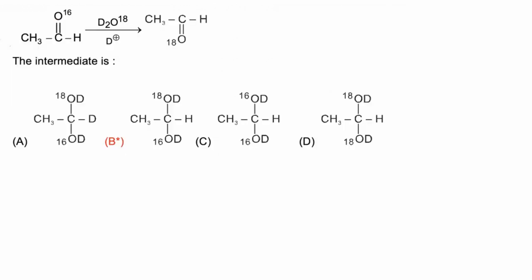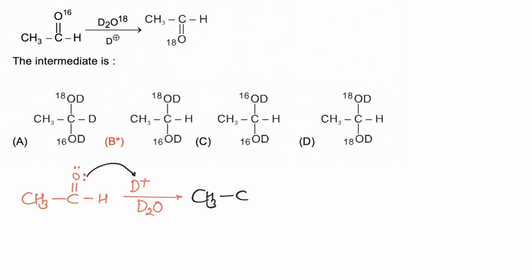In this question, we have to find the intermediate of the given reaction. Now CH3CHO, acetaldehyde, is given as the reactant. The medium of the reaction is acidic, and along with it water or deuterated water is taken. Under acidic medium, the carbonyl group gets protonated first, and it will be converted to CH3C double bond OD positive.